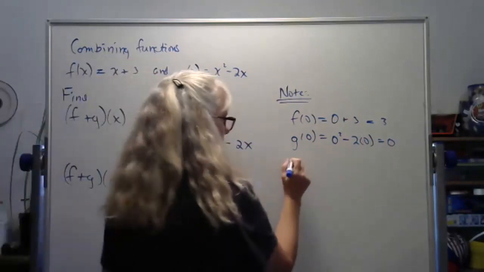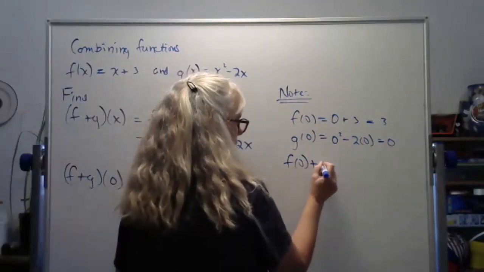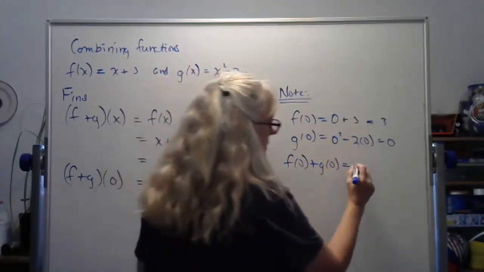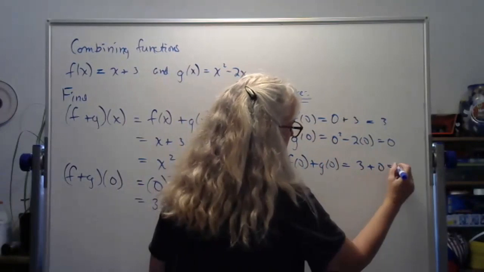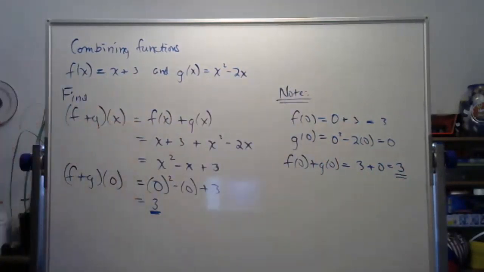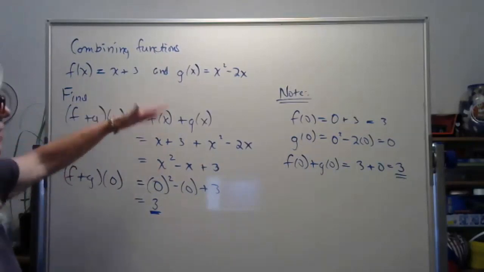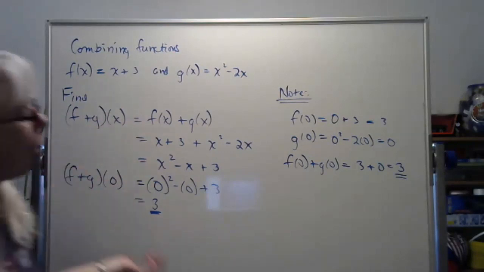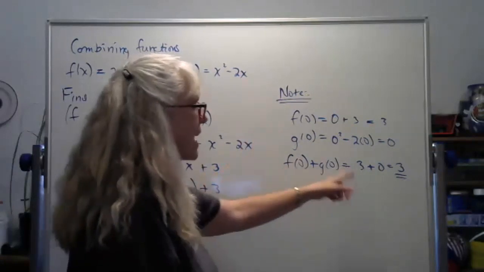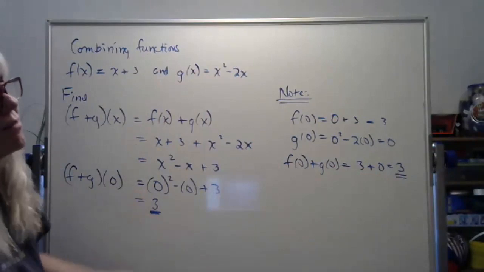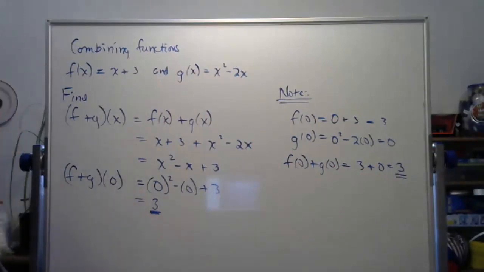Now what happens if I take f of 0 and g of 0 and add them together? In other words, what if I add those two outputs together? I get 3 plus 0, which is 3. Notice I get the same answer. So what's the moral of this story? The moral is you can add the functions together algebraically and then plug in your value, or you can plug in the value and then add the answers together. It doesn't matter in what order you do it, and that's the beauty of functions in terms of combining them.